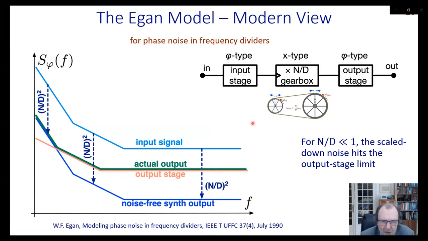This model describes the frequency synthesis. A noise-free frequency synthesizer can be represented as an input stage, kind of gearbox, and an output stage. Now, we may consider a real input stage and real output stage, and so on. So when we have a numerator divided by a denominator that is less than one, the phase noise is lowered by this quantity n over d squared.